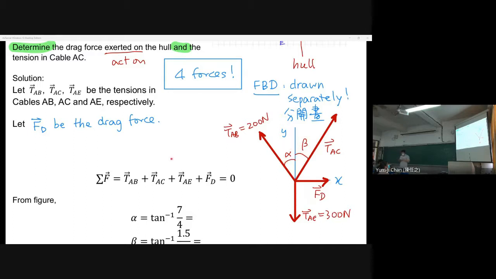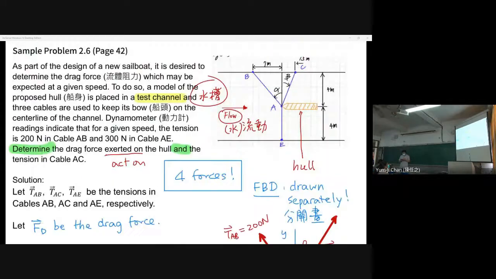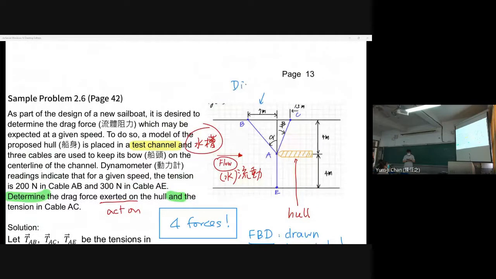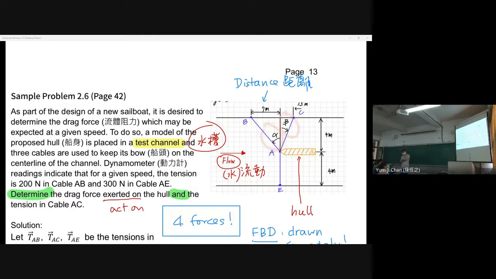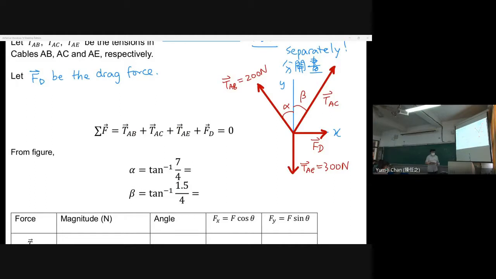Now here this is the equilibrium equation, and before we go on, we first determine alpha and beta, because in the problem we know these distances. So we can determine alpha and beta, right? Alpha is arctangent of 7/4, which is 60.26 degrees, and beta is arctangent of 1.5/4.